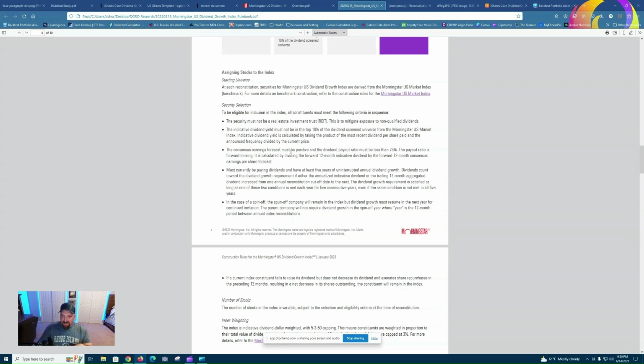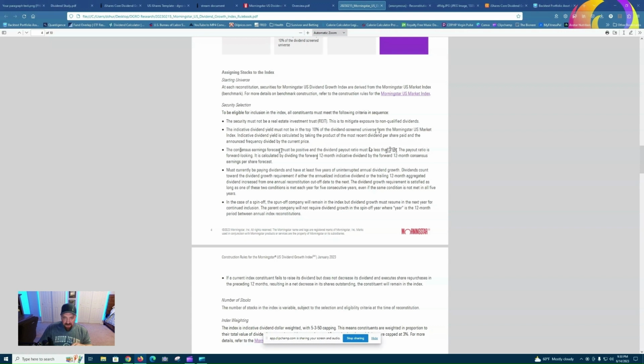So here again, consensus earnings positive. I like that. There's some metric of positive earnings forecasted. So this is very forward looking. A lot of forward-looking criteria here, which I think is a positive. Less than 75% payout ratio, which, if it's not a mature company with a high yield, you probably want something in the 40 to 60% payout ratio range, what I would look for in a dividend growth company like this.